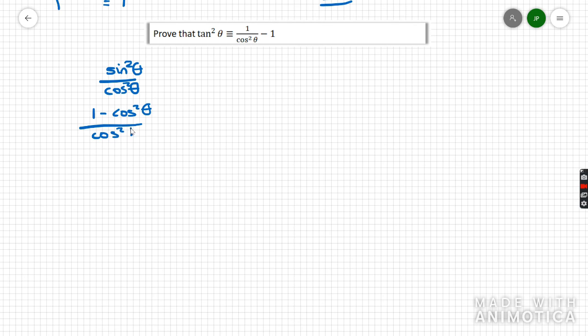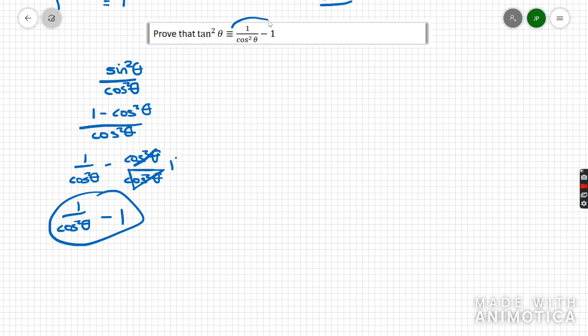over cos squared theta, and we can see we're starting to head in the right direction. I'll separate my fraction again. So 1 over cos squared theta minus cos squared theta over cos squared theta. Finally, cos squared theta over cos squared theta will equal 1. So all I have left is 1 over cos squared theta minus 1. And again, we've proved our two parts are equal.